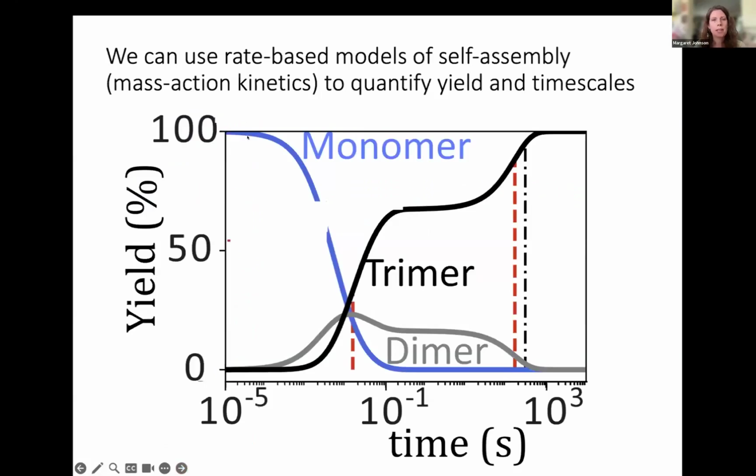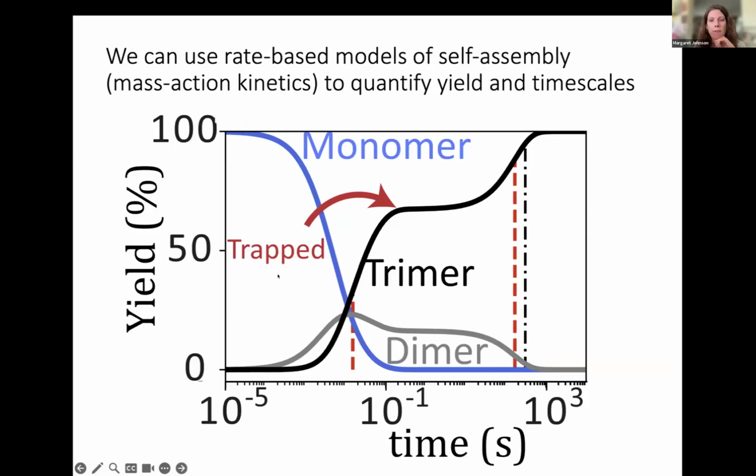So here's an example. I started out everybody at the monomer stage, and they assembled into dimers, which turned into trimers. And so here's a key phenotype of the kinetic trapping. You can see at this point, you ran out of monomers, but you still had both dimers and trimers, so you got stuck. And so this plateau is an indicator of kinetic trapping. You had to wait until the dimer fell back apart again.